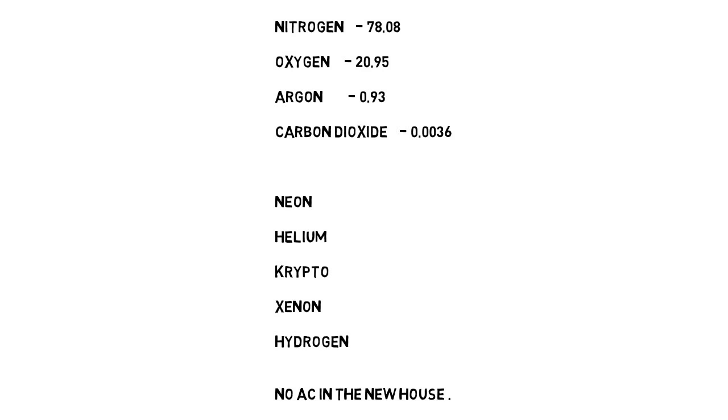In this sentence, N is for nitrogen, O is for oxygen. In the AC, A is for argon, C is for carbon dioxide. New, Ne is for neon. In the house, H is for helium. You can form your own sentence.